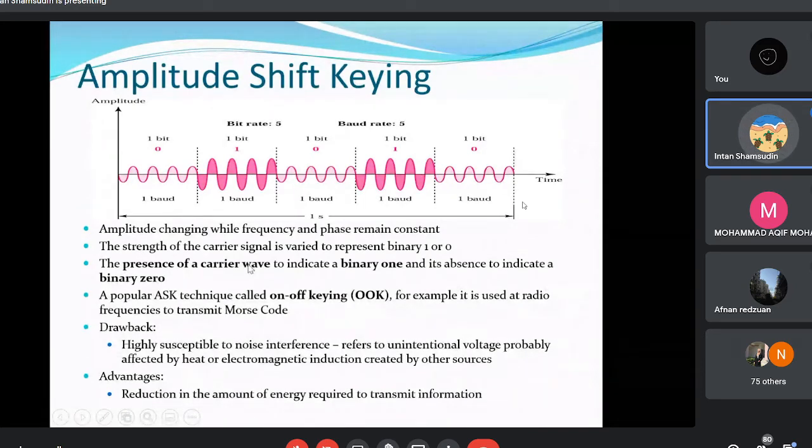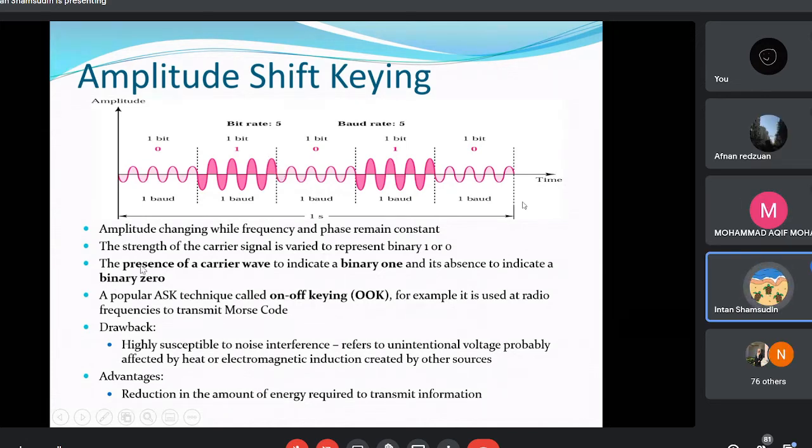So the strength of the carrier signal is varied to represent 1 or 0. Alright. The strength. So kalau you tengok kalau sini 0, dia a bit weak lah. Okay. The signal. And then kalau 1, dia lagi tinggi lah. Okay. Dia punya strength. Alright. The presence of a carrier wave to indicate a binary 1 and its absence to indicate a binary 0. Alright. A popular ASK technique called on-off keying. Okay, for example, it is used at radio frequency to transmit Morse code.